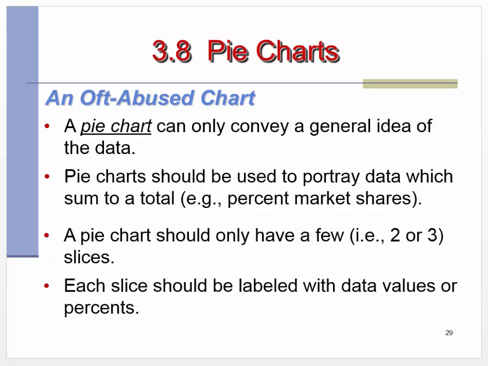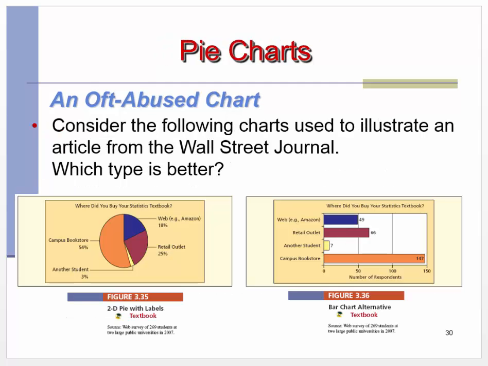Pie charts. The pie chart is often abused. A pie chart can only convey a general idea of data. A pie chart should be used to portray data that sum to a total. That's why, for the whole pie, we can then divide the pie into slices of pie. A pie chart should only have a few slices, two or three maybe. Don't have too many. Each slice should be labeled with data values or percents, like this one.